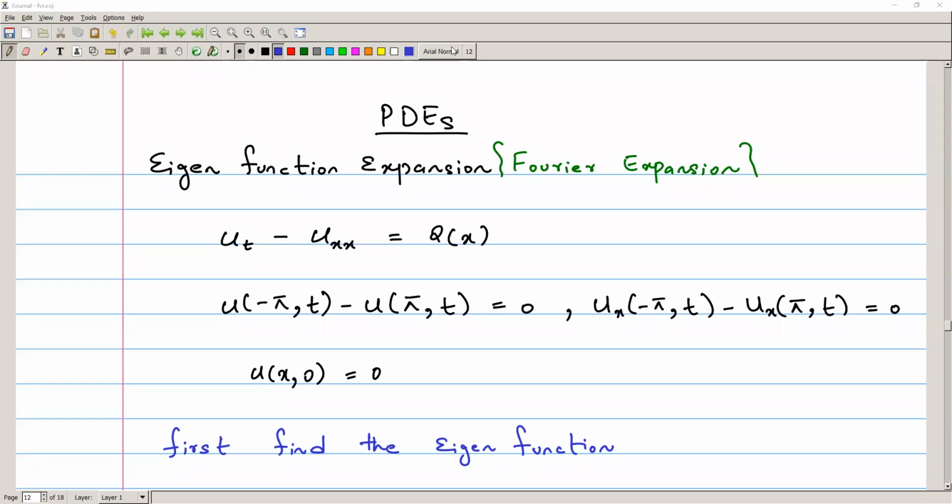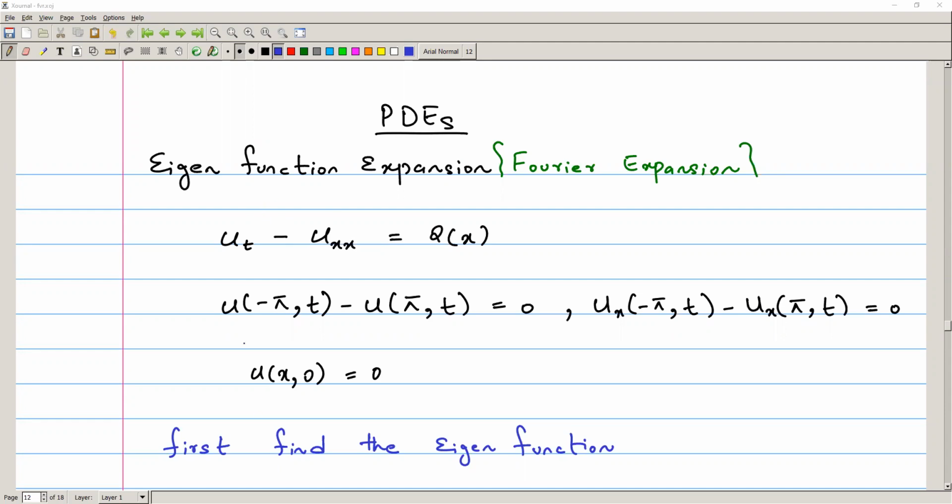Hi guys, welcome to the lesson of partial differential equations. The topic of our discussion is the method of eigenfunction expansion. In the previous classes, we discussed the cosine and sine expansion. Therefore, now we are going to discuss the general Fourier expansion.